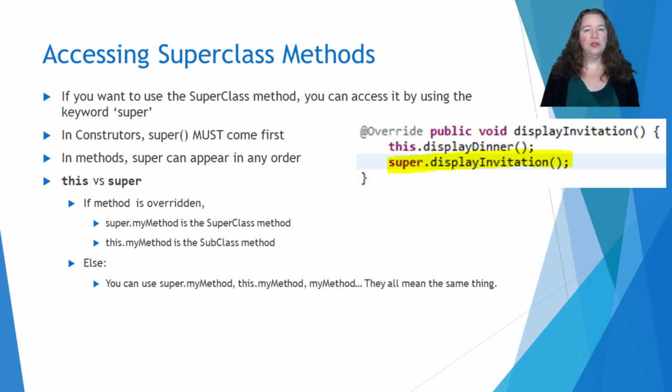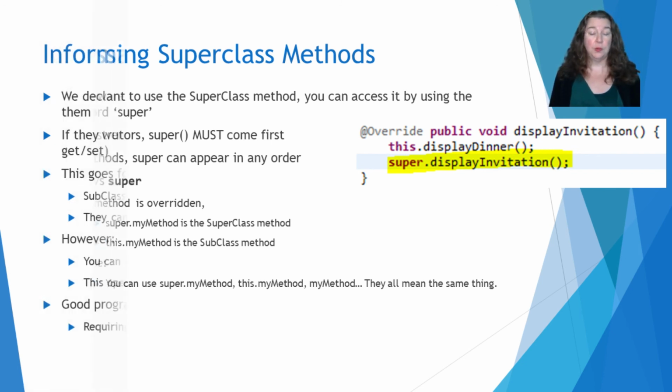So the point of using super here as opposed to display invitation is because the method display invitation has been overridden. If the method is overridden, you have to differentiate. Do I want my child's version of it or do I want the parent version? And in this case, you want to use the word this or super to make sure you understand which version of that method you want to use.